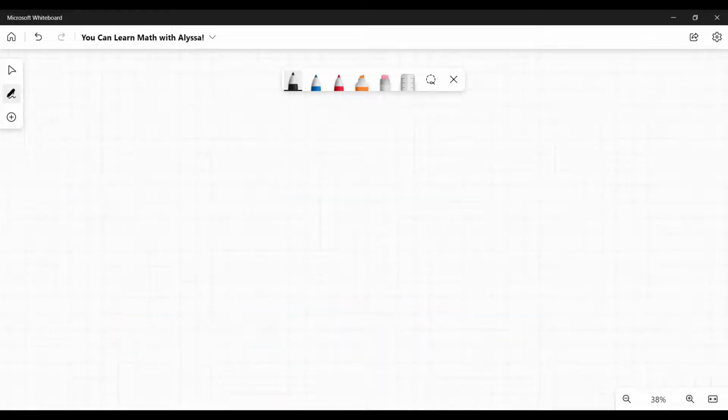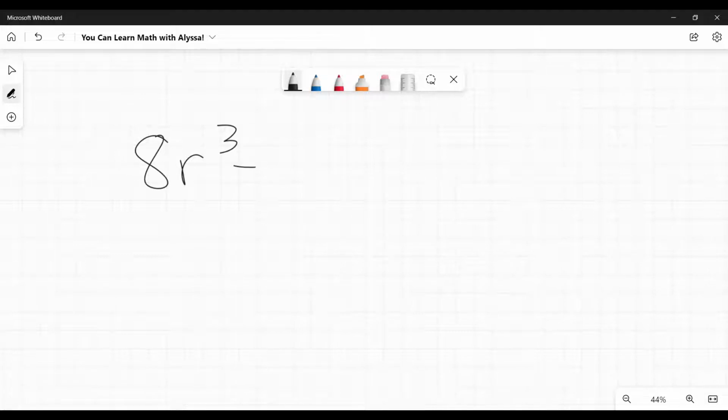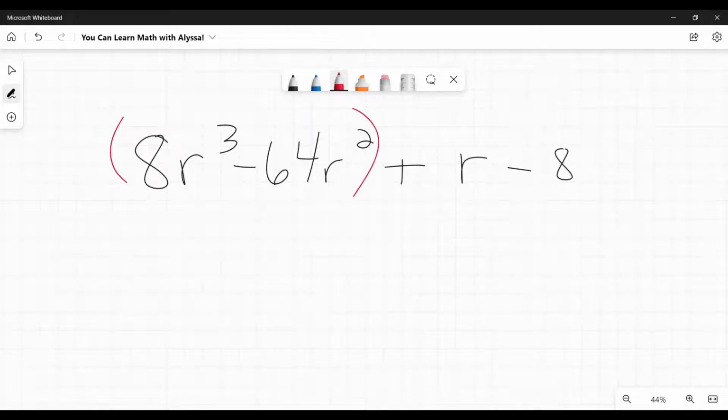Okay, so the next one on our agenda is when it doesn't look like anything can come out. 8r cubed minus 64r squared plus r minus 8. And we group the first two and we group the last two because, as we said, they're already in descending order. R cubed, r squared, r, nothing. So we just don't have to reorder them. We just group them. Now my eye's drawn over here to the r minus 8. I'm like, there's nothing I can take out of there. There's no factor that goes into r and 8.